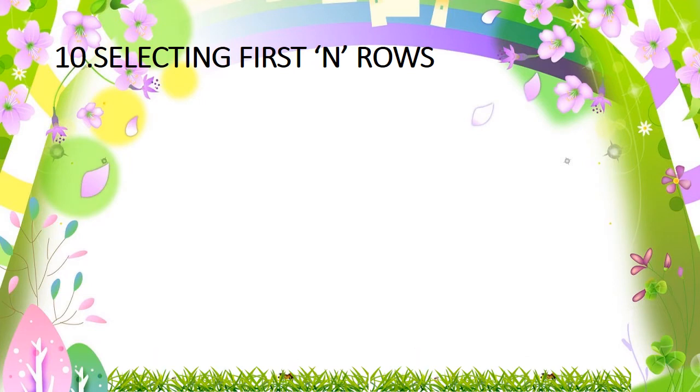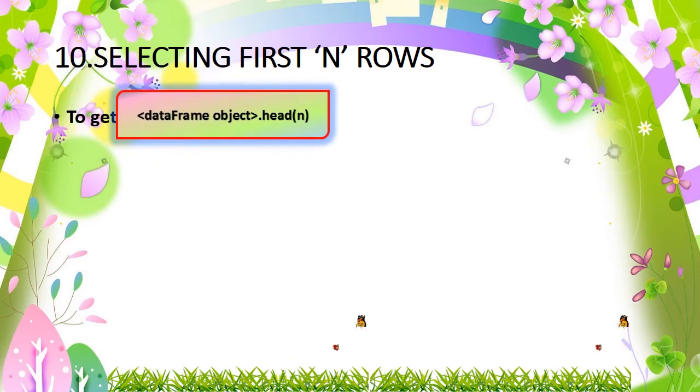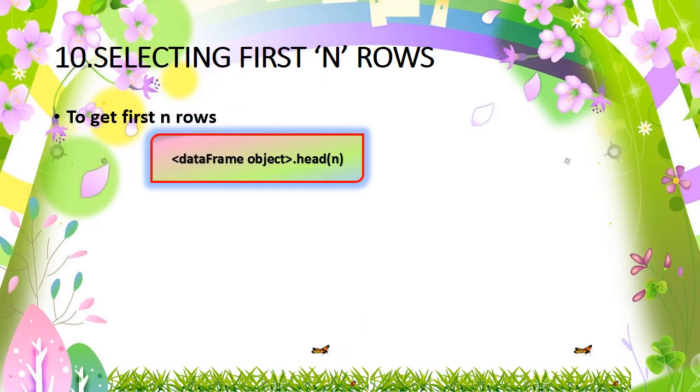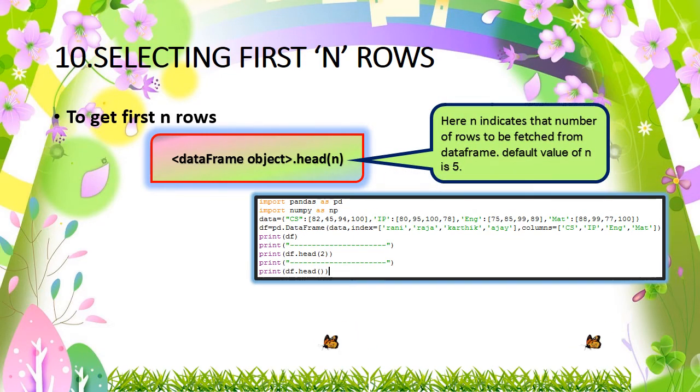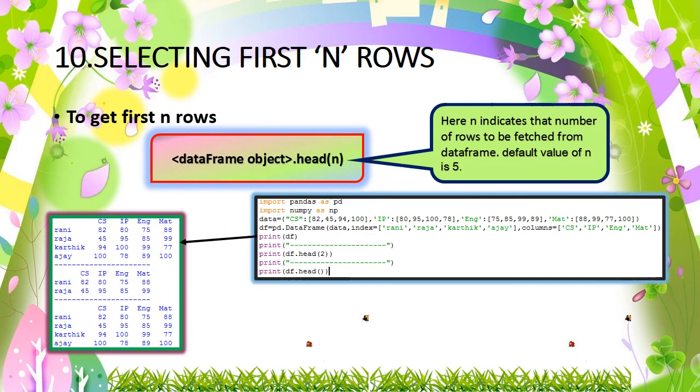To access the first rows we can use the head function. The general form for the head function is data frame object dot head of n. N is the number of rows to be accessed. The default value of n is 5. So here consider this data frame. Df dot head of 2 means we can access the first two rows from the data frame. So the Rani and Raja rows are accessed. And with the default, head empty means no value is given, so it defaults to 5, so 5 rows will be accessed, the first 5 rows. Suppose there are not 5 rows, then whatever is available will be accessed.